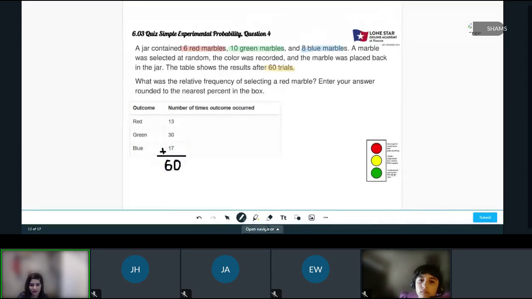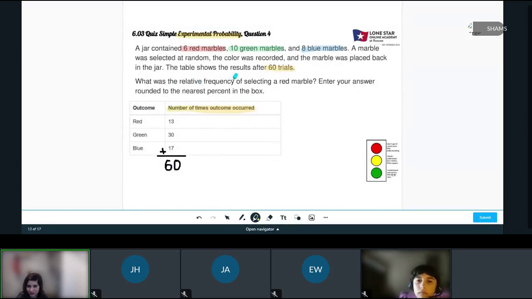We are talking here about experimental probability. So this table is going to be meaningful to me because this is the result of an experiment. Somebody conducted an experiment 60 times. They were able to choose a red marble 13 times, green marble 30 times, and a blue marble 17 times. Result of the experiment, trial 60 times.